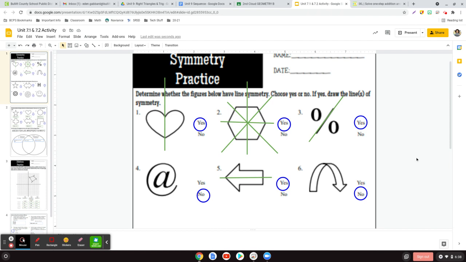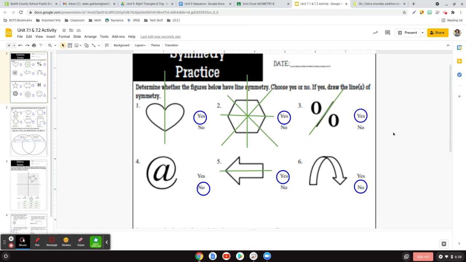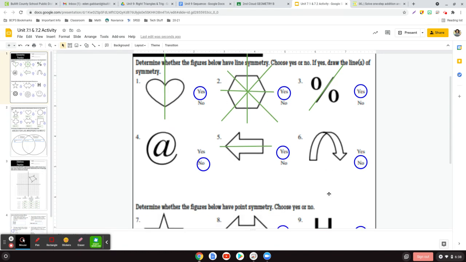I didn't think that these circles would line up, but apparently they do. 4 is a no, 5 is a yes, and 6 is a yes. And on the yeses, you can see where I've marked their lines of symmetry.